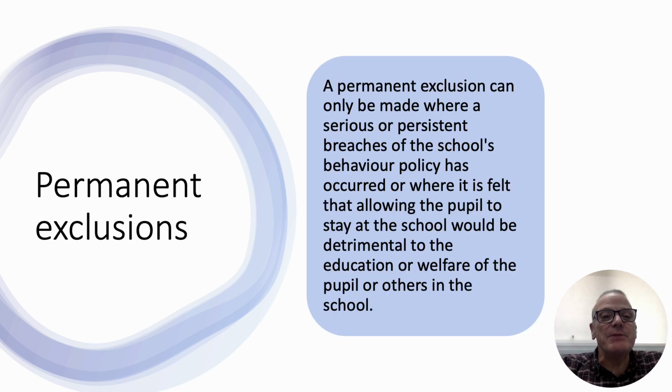In relation to permanent exclusions, a permanent exclusion can only be made where serious or persistent breaches of the school's behaviour policy have occurred, or where it is felt that allowing the pupil to stay at that school would be detrimental to the education or welfare of the pupil or others in the school.